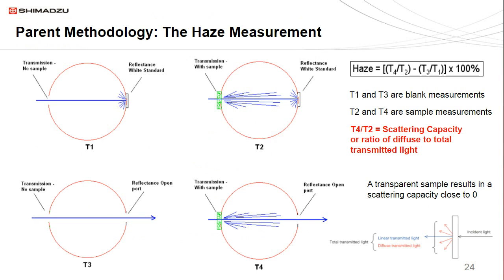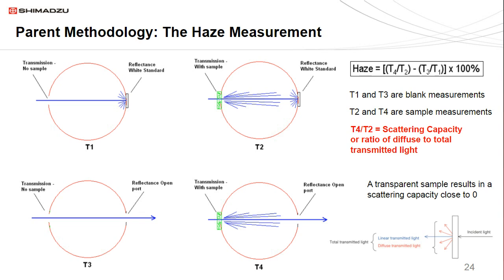So the method we're going to adopt here to look at which concentration is the best is a modification of the Hayes measurement. Now the Hayes measurement consists of 4 measurements. 2 of them are background correction or zeroing measurements, which are T1 and T3 here, and the other two are identical measurements with the sample in place.